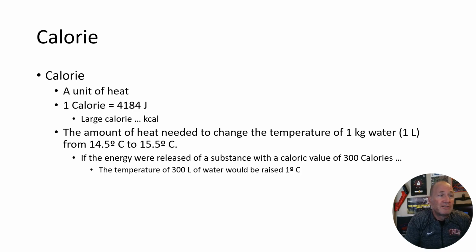So a calorie is the amount of heat needed to change the temperature of 1 kilogram of water, 1 liter of water, that is, from 14.5 degrees Celsius to 15.5 degrees Celsius. That's a very specific measurement. In essence, calorie is a measurement of heat. So if the energy were released of a substance with a caloric value of 300 calories, it means the temperature of 300 liters of water would be raised 1 degree Celsius.